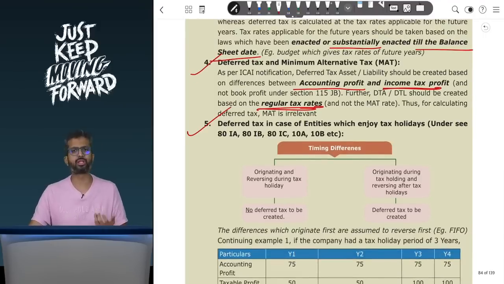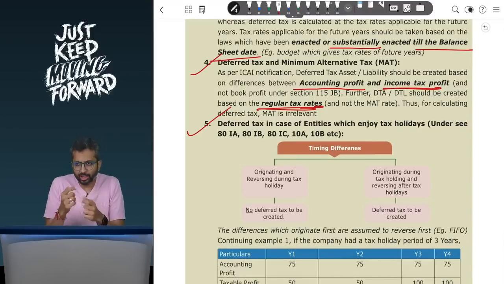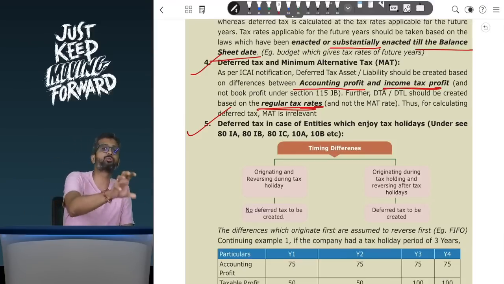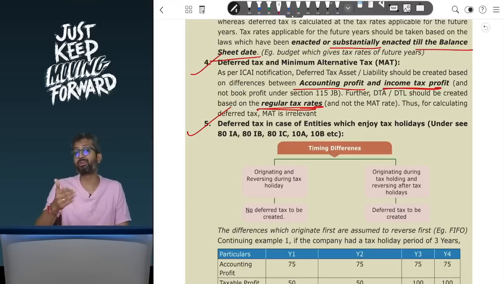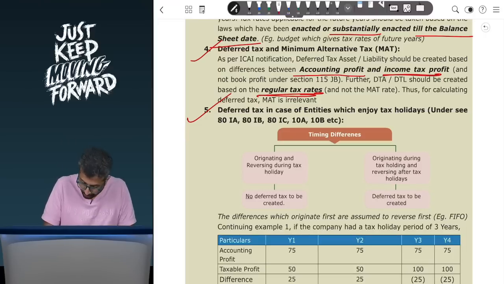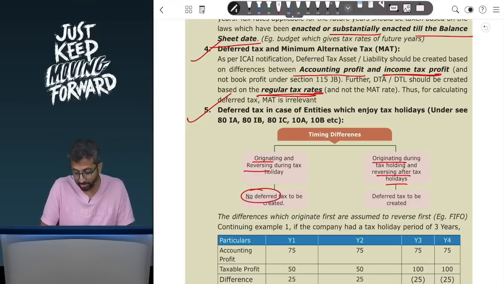Further, there may be special cases where there may be a tax holiday, like section 80IA, 80IB, etc. or section 10A, 10B for SEZs. Over here, there might be differences which are arising and reversing within the tax holiday period, in which case no deferred tax is required, or there are differences which are created during the tax holiday period of 5 years, but reversing after 5 years, after the tax holiday period, for which deferred tax is to be done. Not very important from an exam perspective. MAT has come in the exam, tax holidays do not usually come in the exam. If it is originating and reversing during the tax holiday, no deferred tax needed. If it is originating during the tax holiday, reversing after the tax holiday, deferred tax is to be created.